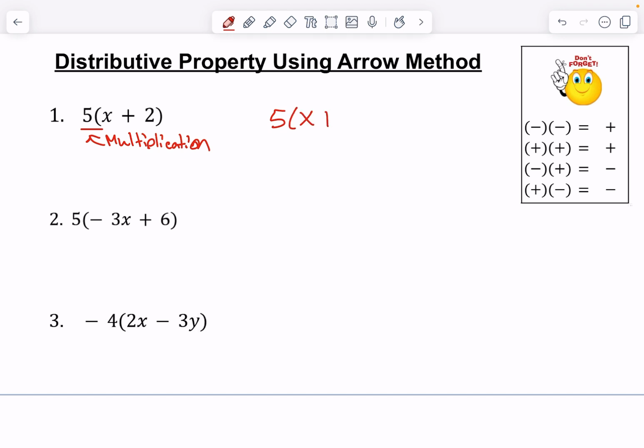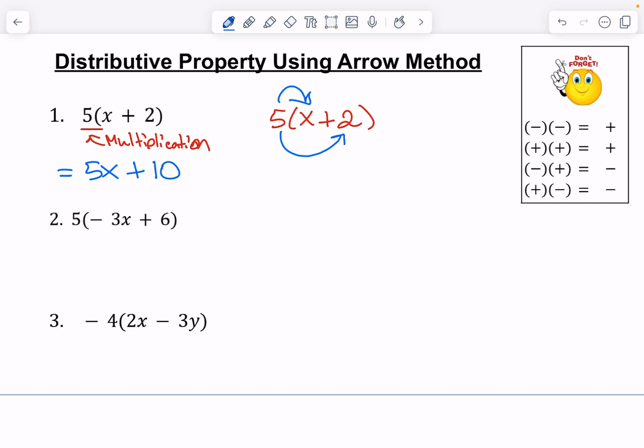So the way that works is, I'm going to rewrite the problem again. We're going to draw an arrow from the 5 to the first thing it needs to multiply, which is x, and we get 5x. Then we're going to draw an arrow from the 5 to the second thing inside the parentheses, which is a 2. And 5 times 2 is 10. So we end up with 5x plus 10.